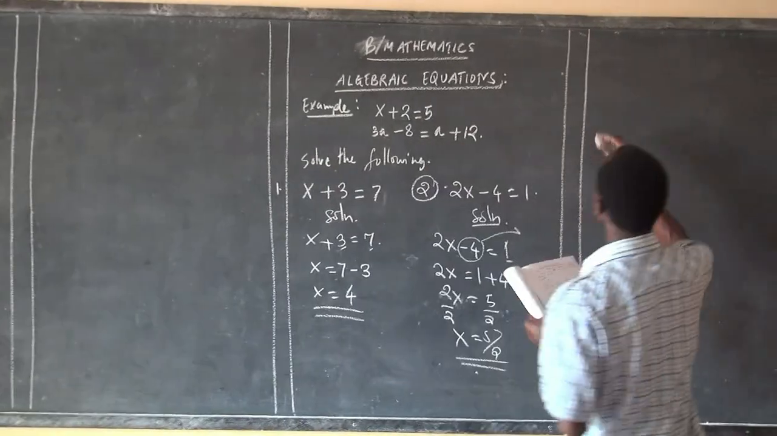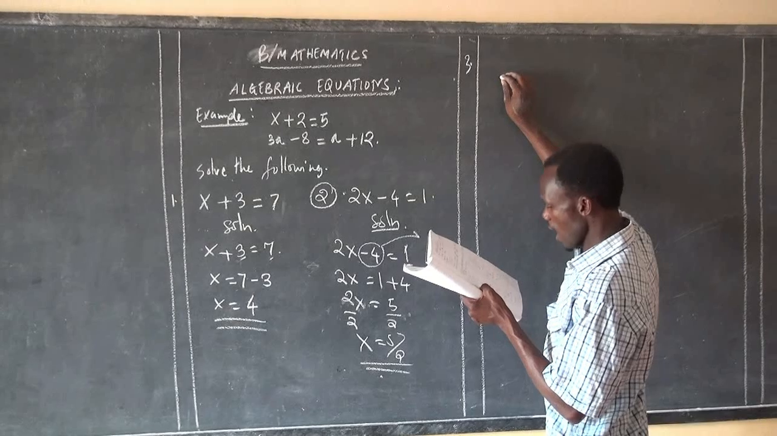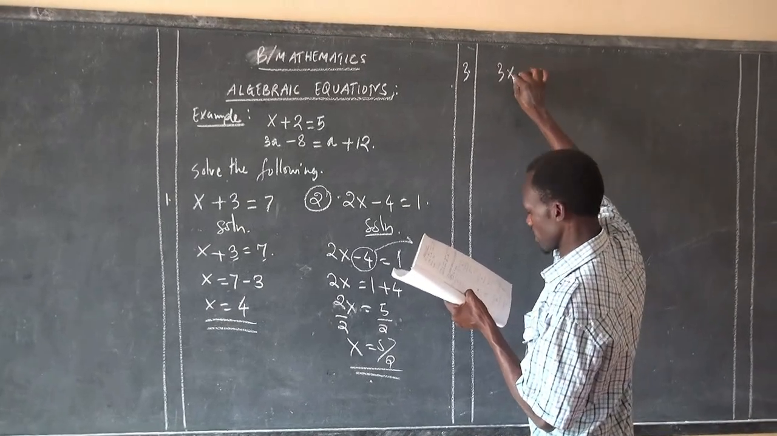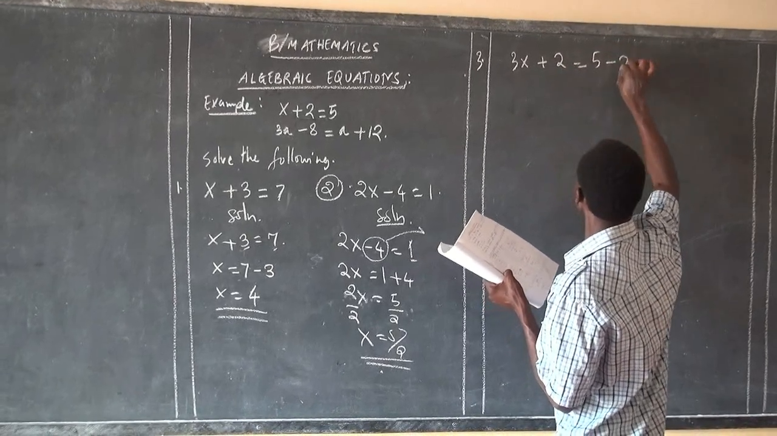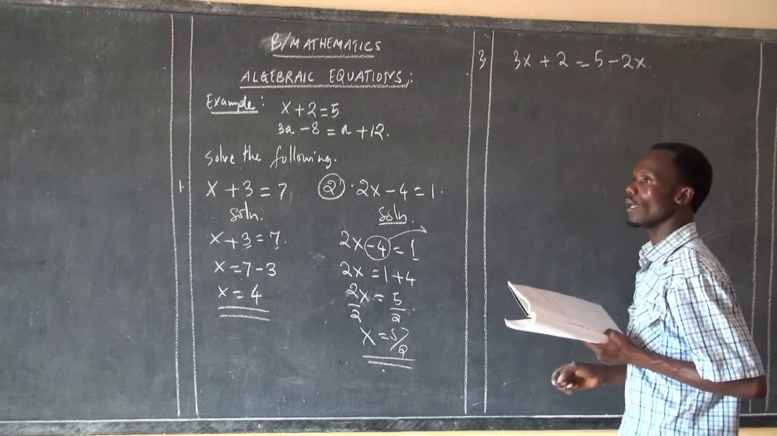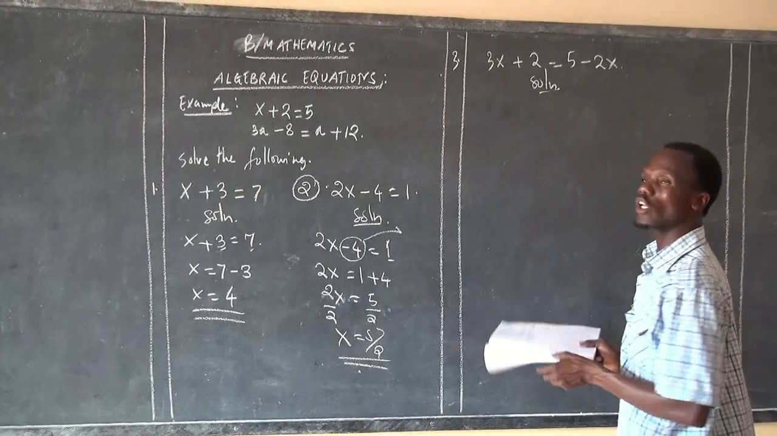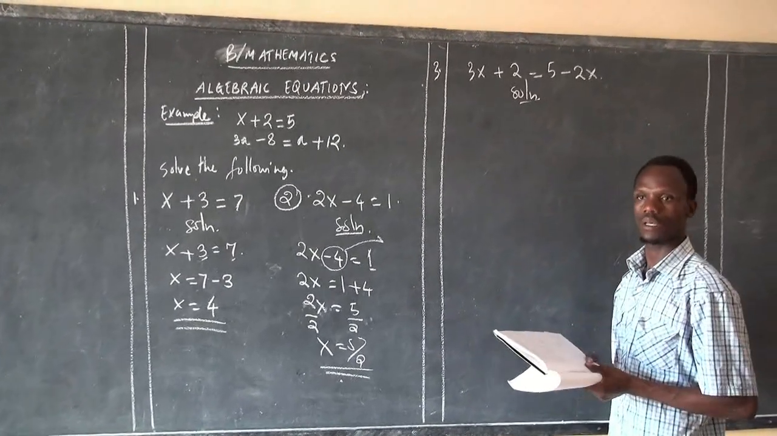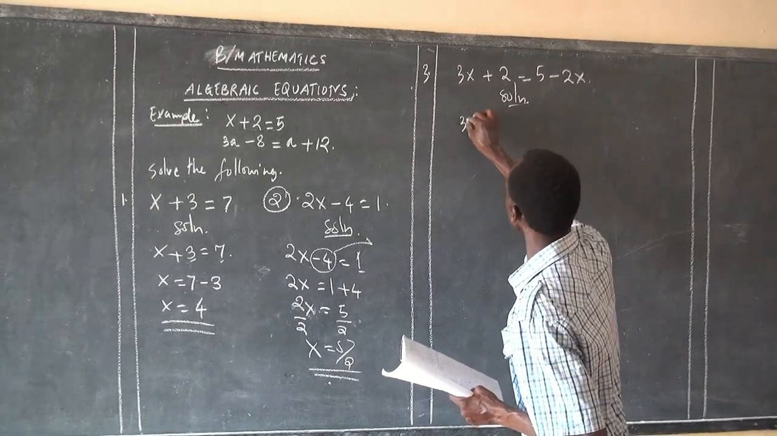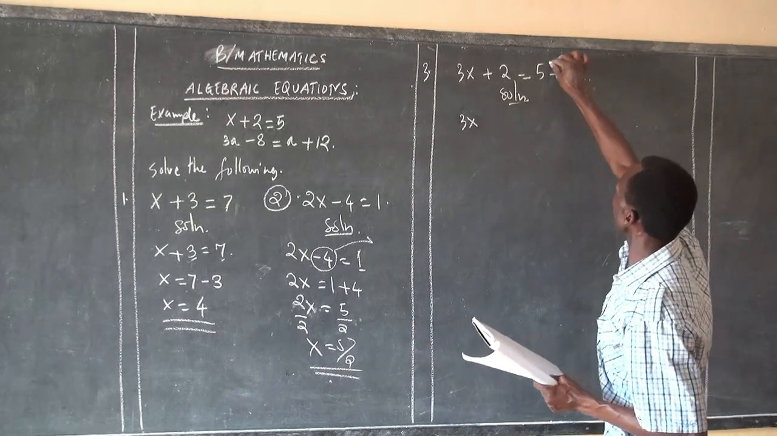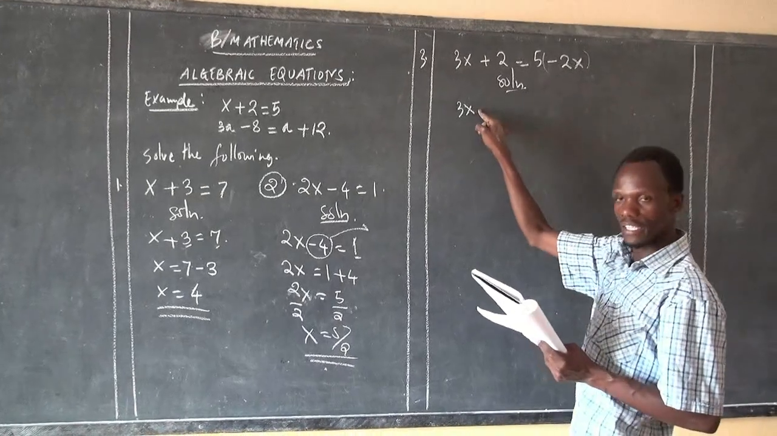The other example here, example number 3, we have 3x plus 2 is equal to 5 minus what? Minus 2x. Now the same principle, we collect the like terms. Tunakusanya mitajo ambayo inafanana. Now here we have 3x. Remember, we have negative 2x. We have to bring it back here.